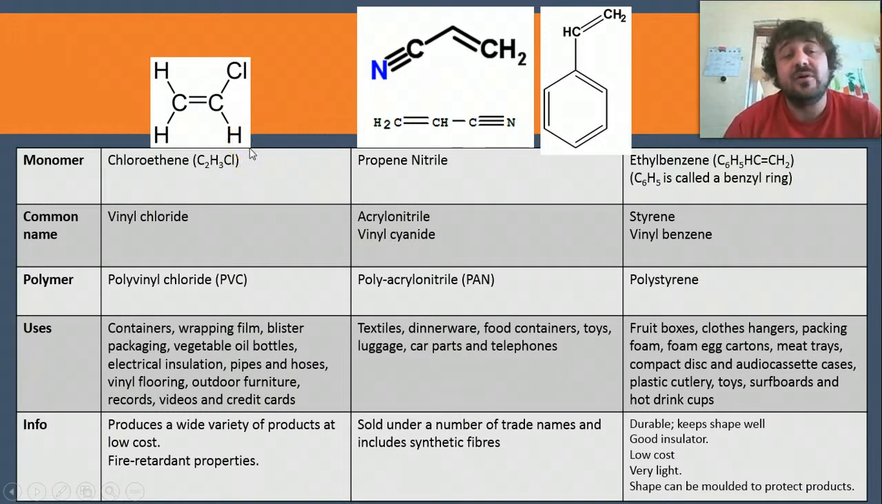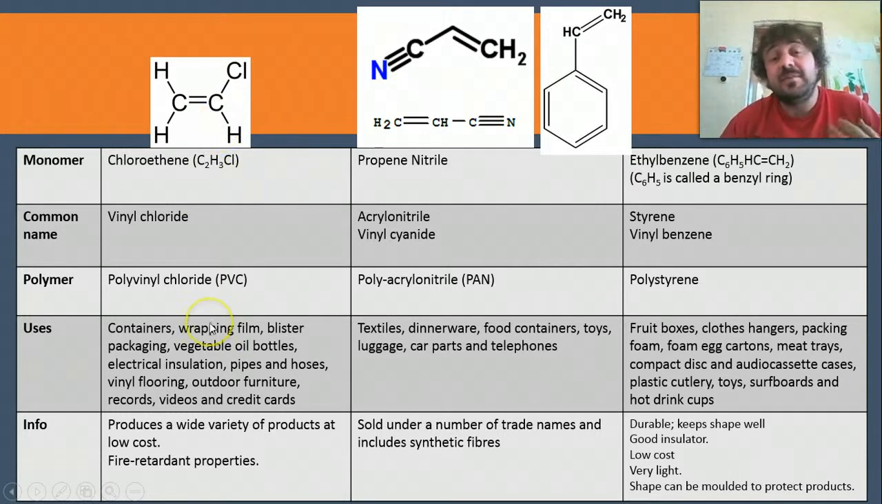So first off, chloroethene. Now, you would have heard of this as vinyl chloride, or more likely as the name of the polymer, polyvinyl chloride. And if we have a look here, it's just chloroethene. It's two carbons as an ethene with a chlorine off the side there.